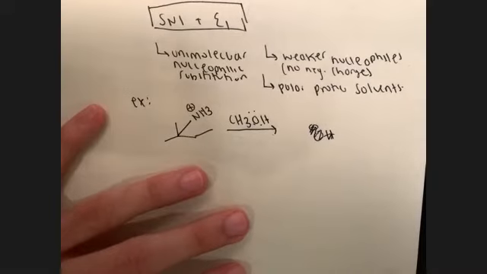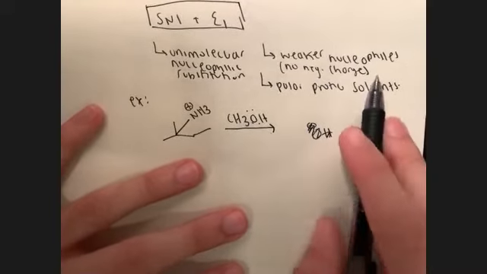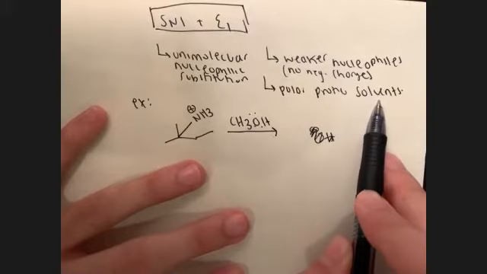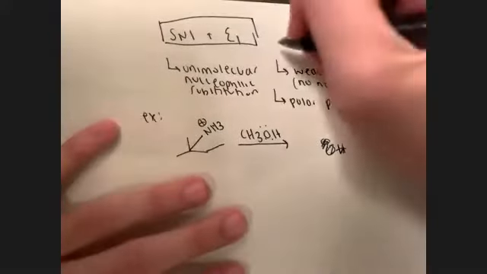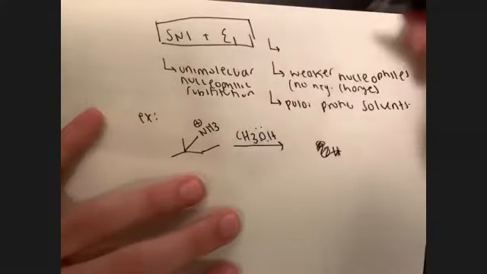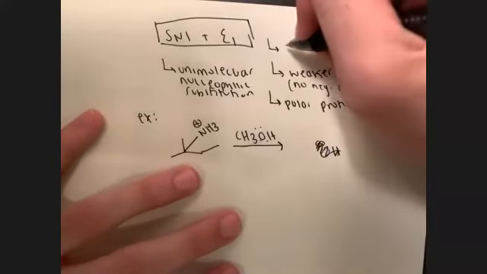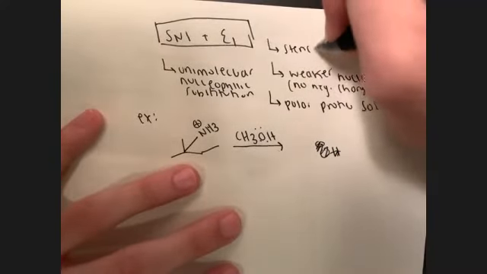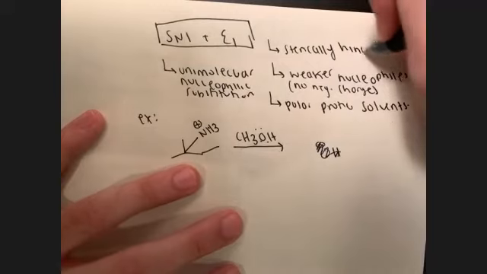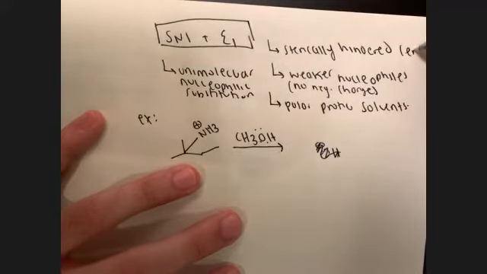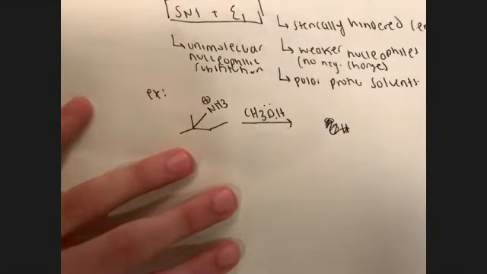So essentially, these are the differences. We have a weaker nucleophile instead of a strong one, and we have a polar protic solvent instead of a weaker one. In addition, before we were talking about sterically unhindered centers, where now we're going to be talking about sterically hindered centers. Okay, this is what we're focusing on. So now it's tertiary. It's not primary or secondary, it's tertiary.